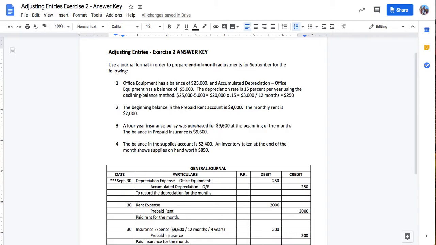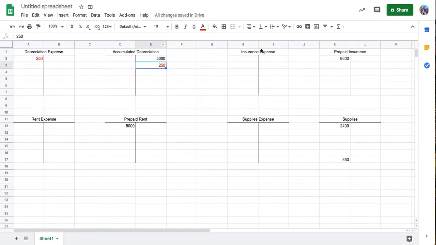We have September, October, November, December rent left at $2,000 a month. That's why our prepaid rent account is at $8,000. What we need to do is say September is done now, so we need to take $2,000 away from that. So if we go down here, our prepaid rent is at $8,000. The month is done. Our monthly rent is $2,000.